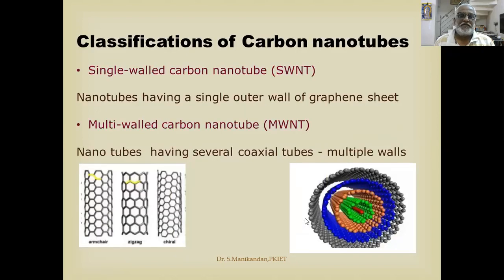Let me explain the different classifications of carbon nanotubes. Initially, there are single-walled carbon nanotubes, SWNT, and multi-walled carbon nanotubes, MWNT. Single-walled carbon nanotubes have a single outer wall of graphene sheet. In MWNT, the nanotubes have several coaxial tubes, that is, multiple walls.